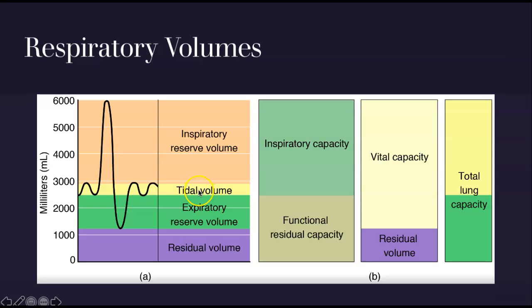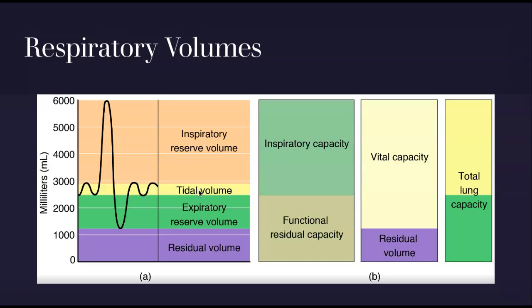So tidal volume, right here, is the amount of air that normally enters your lung during quiet breathing. You can see here that tidal volume is somewhere around 500 milliliters. And expiratory reserve volume is the amount of air you can forcefully exhale past a normal tidal expiration, just past normal quiet breathing. So you take a deep breath in, and as much as you can blow out, that's expiratory reserve. And that's about 1,200 milliliters for men, a little less for females.